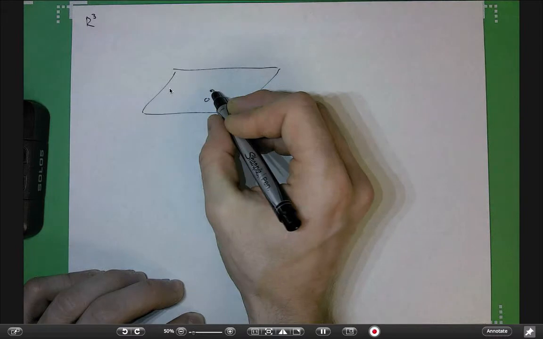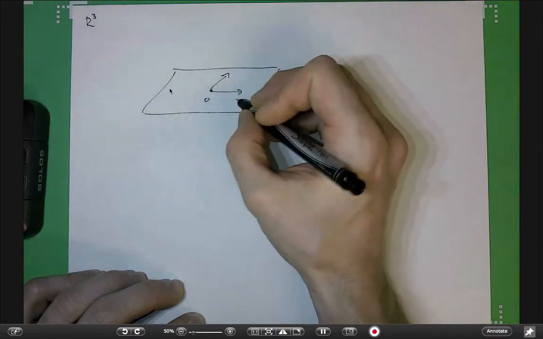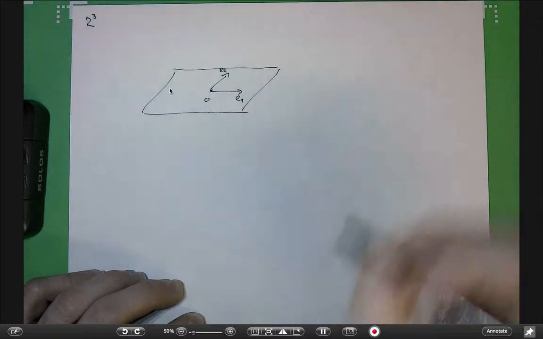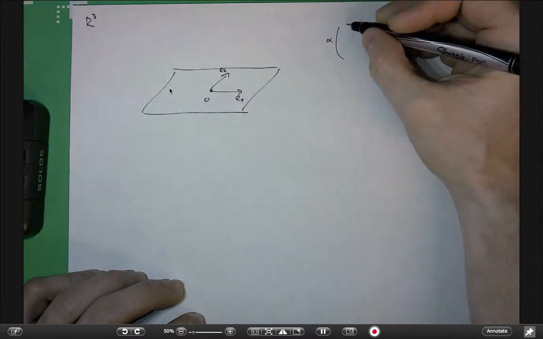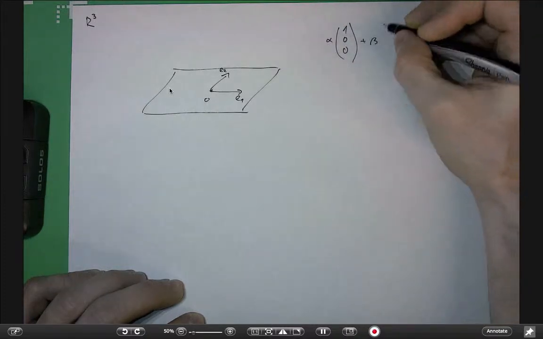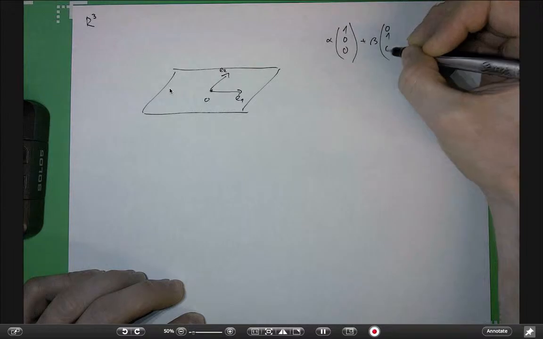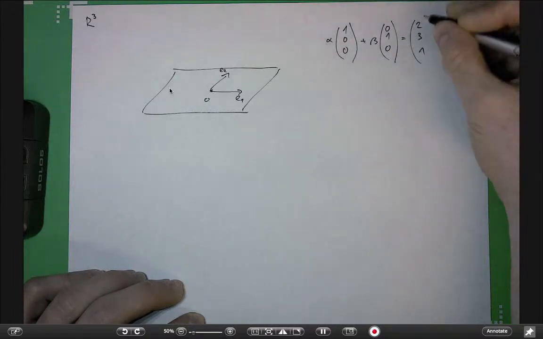And let's say, let's make it really simple. This is my E1 vector. This is my E2 vector. And let's say I'm trying to solve this system, so I'm looking for alpha and beta such that I get, for example, 2, 3, 1.